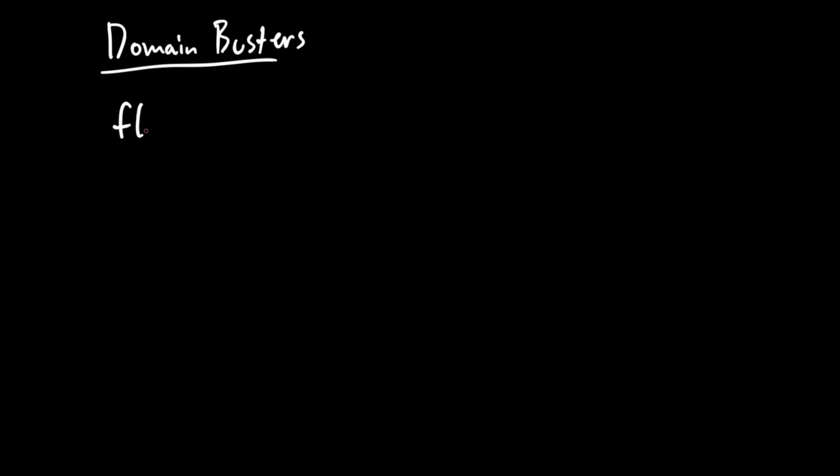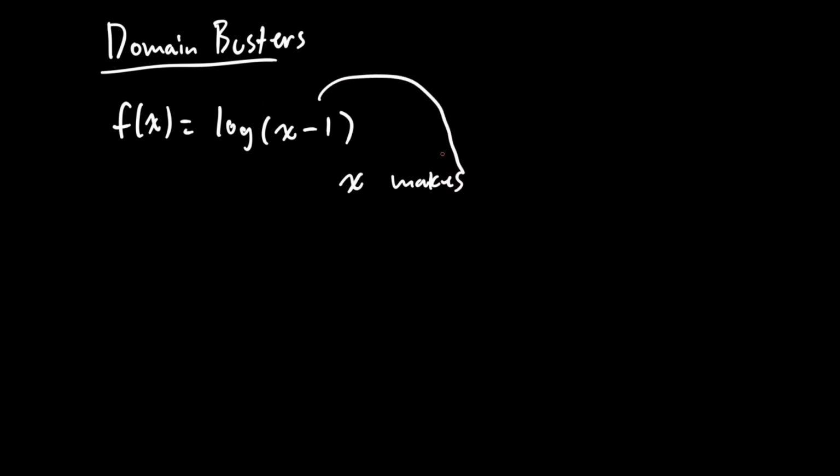Let's take a look at another example. Let's say we have the function f of x equals log of x minus 1. For logarithms, the rule is that you can't take the log of 0 or a negative number. So any x that makes the inside of this log into 0 or a negative number is a domain buster.